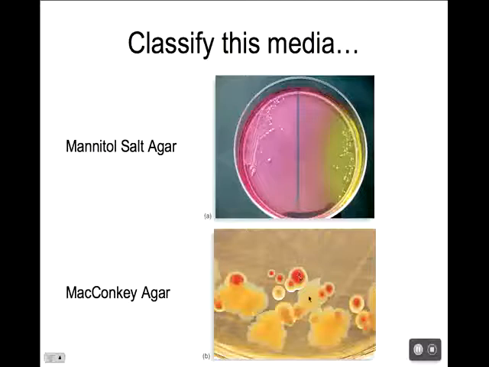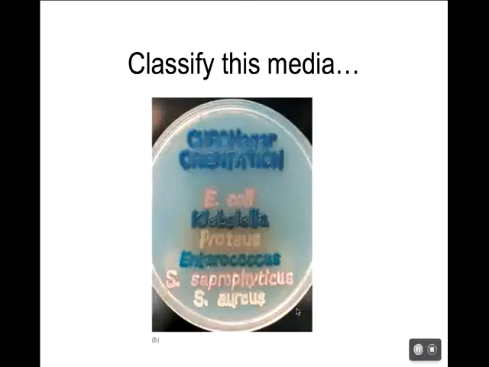It also has a pH indicator in it so that some organisms will turn red as they grow, some will turn yellow, and some will stay brown as they grow. So it is differential as well. MacConkey agar is both selective and differential.